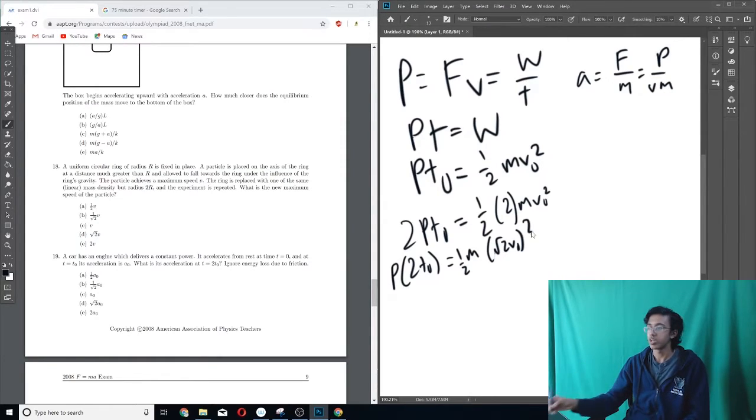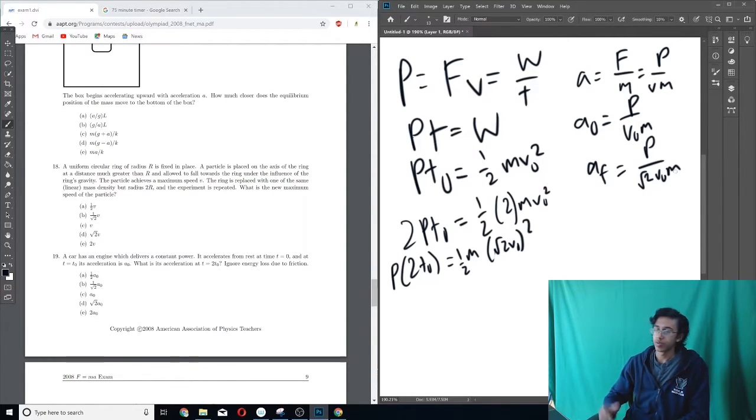So basically in our acceleration equation, our initial acceleration, a0, is equal to P over v0 m. P and m are constant, so if we look at our final acceleration, af, this is just equal to P over root 2 v0 m. So if we relate a0 to af, it's just a0 over root 2. So the answer is just B.